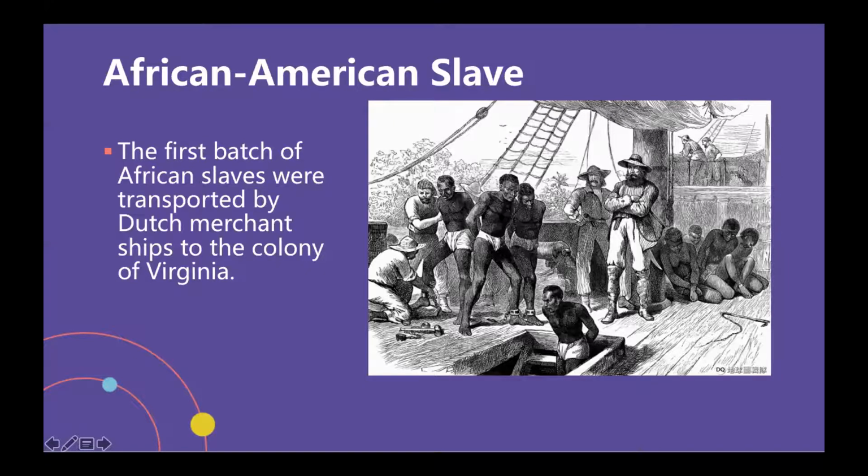Virginia is also very important in the American Revolution, actually. But in the future, we are going to talk more about Boston, because Boston is where most of the revolution happened.